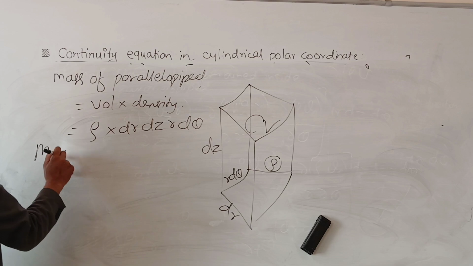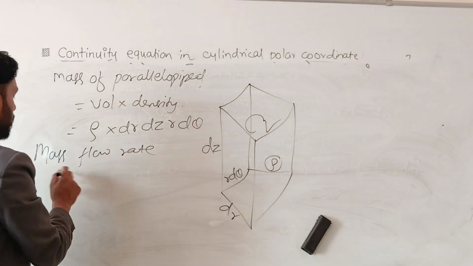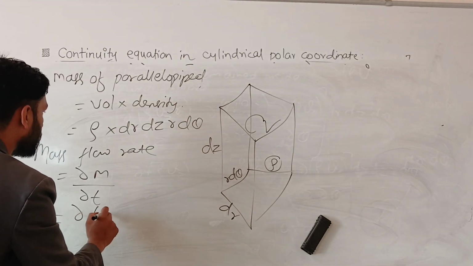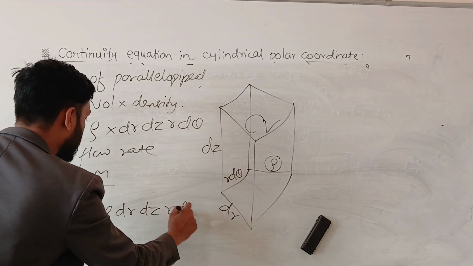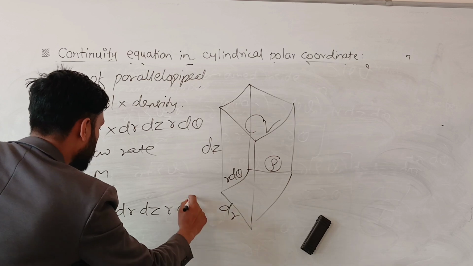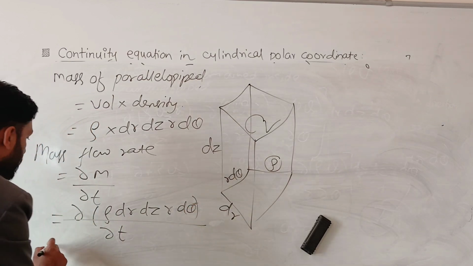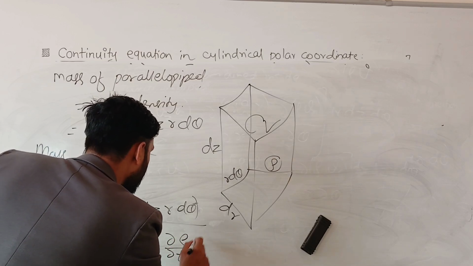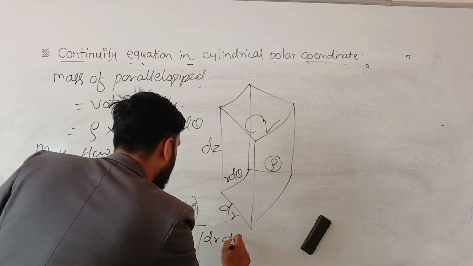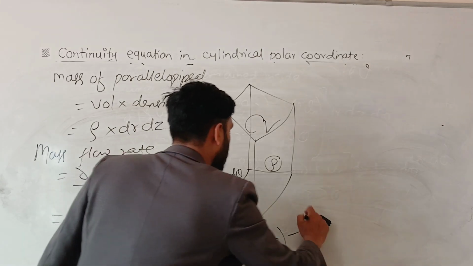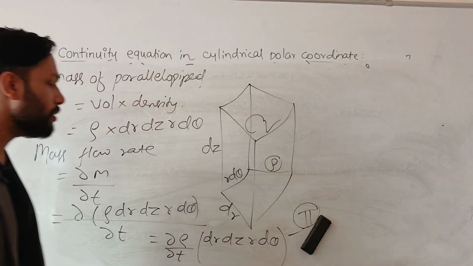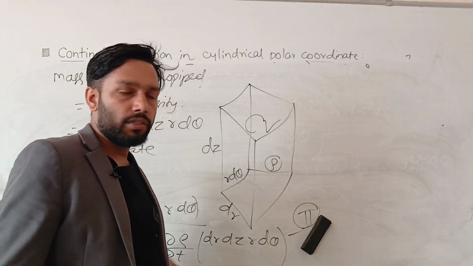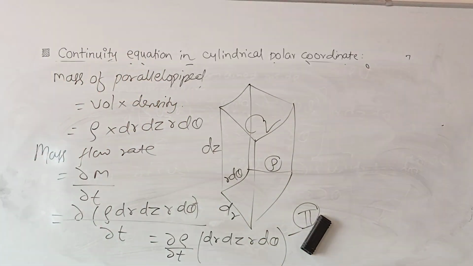So we need to find the mass flow rate, that is del m by del t. M is rho dr dz r d theta, divided by del t. So you can separate the density outside, that is del rho by del t, dr dz r d theta. This is going to be equation number 2. This is the mass flow rate of this control volume, which you can find directly like this. So let's equate equation 1 and equation 2 to get the expression.